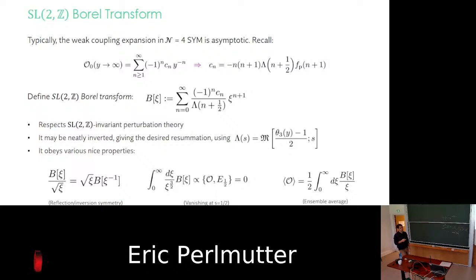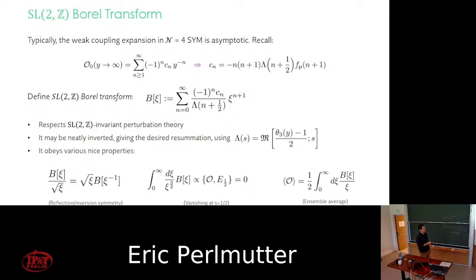The nice thing about this is that you can invert this to get back an analytic extension of the original function, using the fact that this Riemann zeta is just the Mellin transform of a Jacobi theta function. So it's a very nice relation that allows you to use this effectively. And this transform obeys various nice properties.